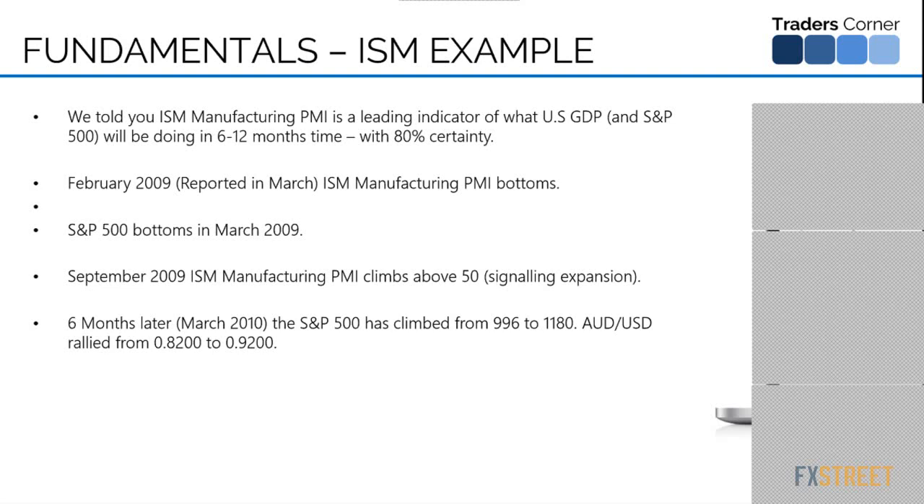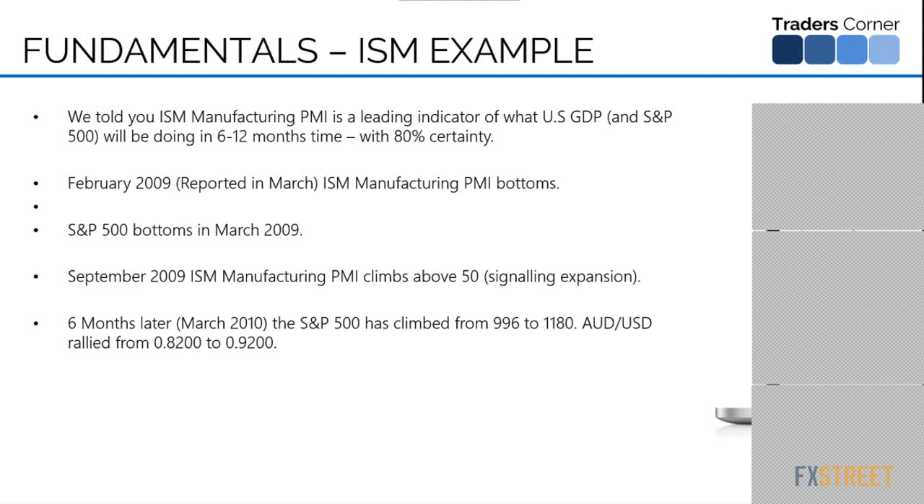So here's an example. In February 2009, right, just after the housing crisis, if you can all remember back that far, the ISM manufacturing PMI bottomed. All right, it started to print more positive numbers, if you like. So it was in that phase where it was still negative, but it was growing. All right, so it bottomed. March 2009, the S&P 500 also bottoms miraculously.